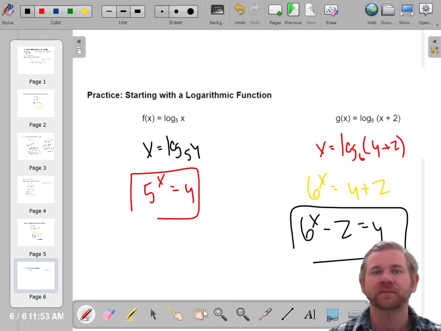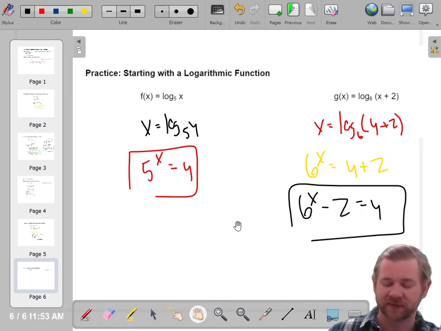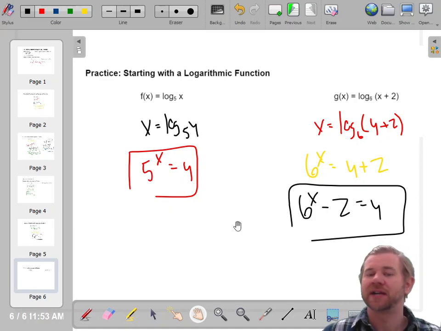There you go. We'll talk about the graphing implications of inverses later, but right now, I just want you to go through some practice problems.